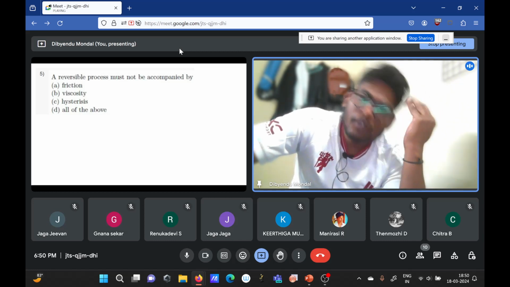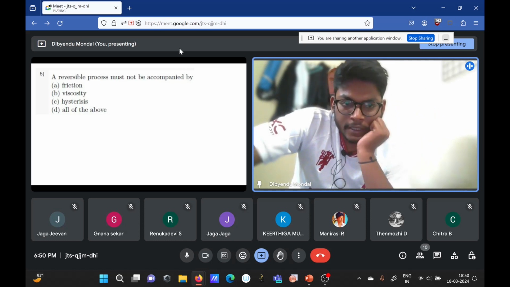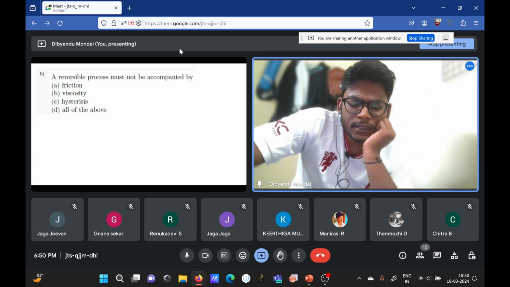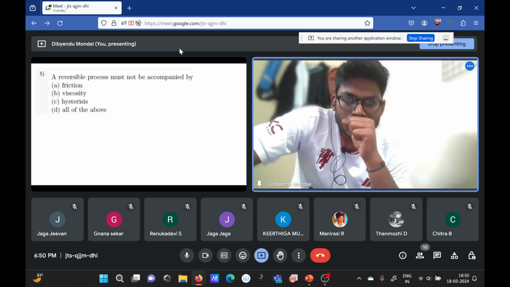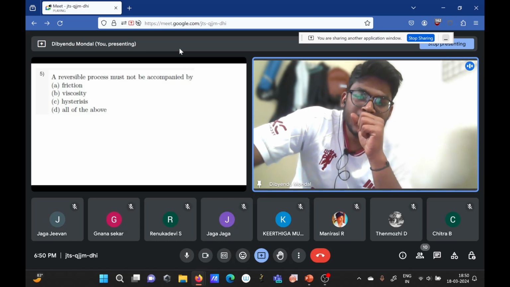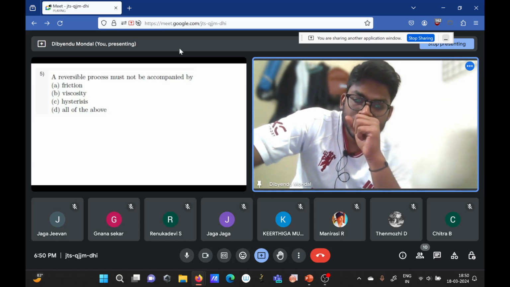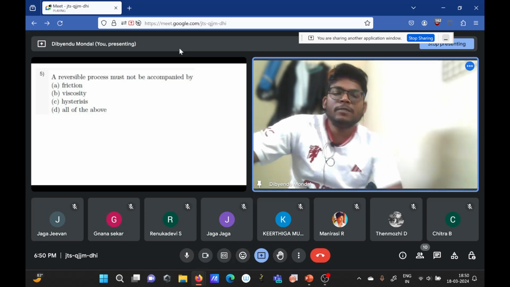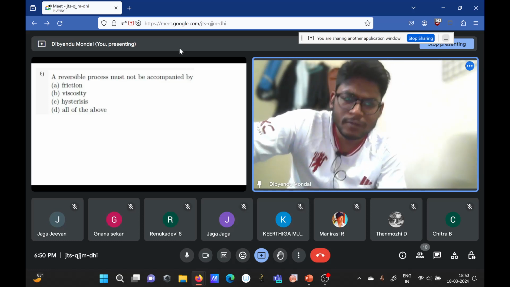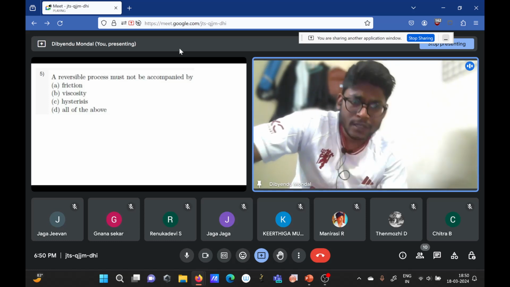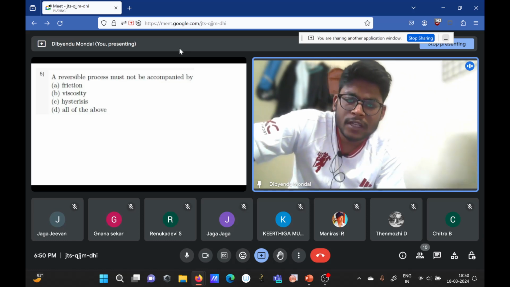If you followed the previous class, there was probably one discussion about the reversible process. There I told you about some friction, dissipation. So from that you have probably guessed one answer, which is friction. But viscosity, what is viscosity? Viscosity is a friction to the flow of the fluid. So that is one kind of friction, right?